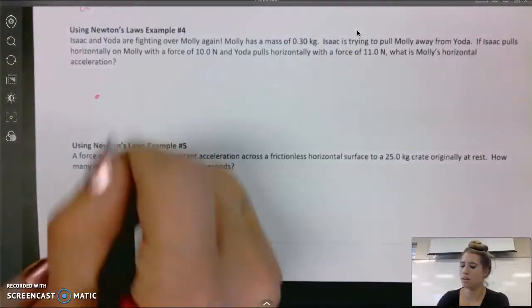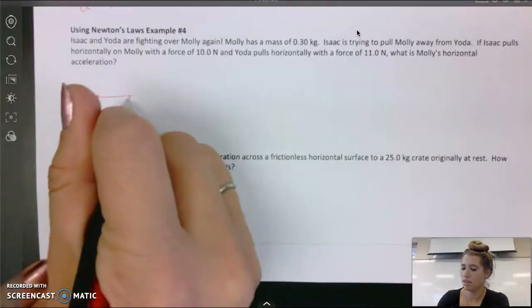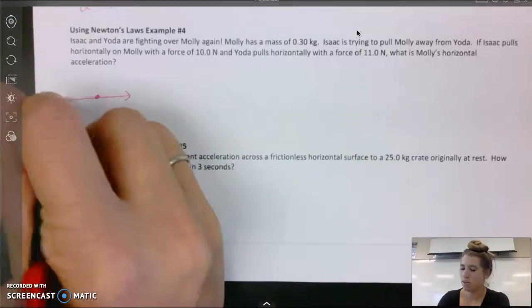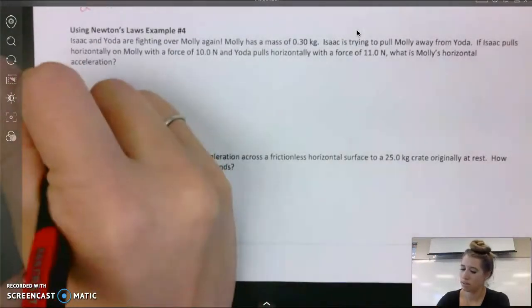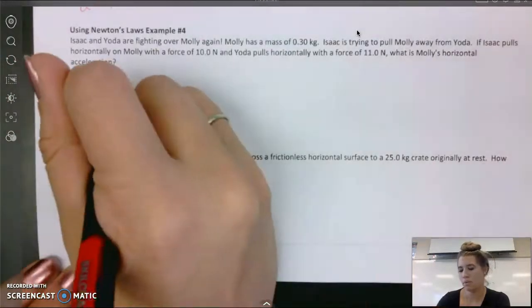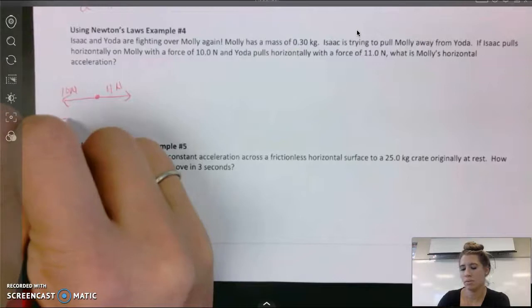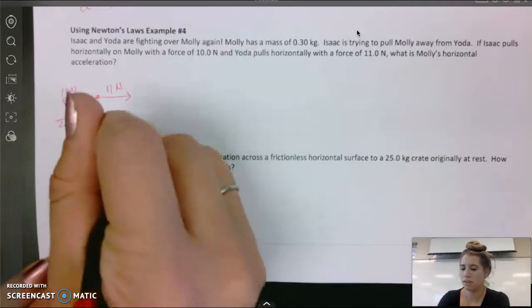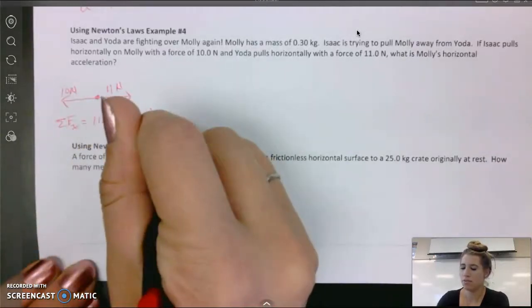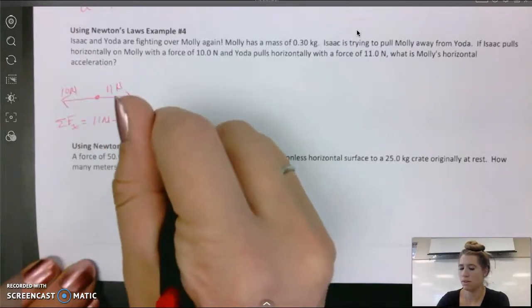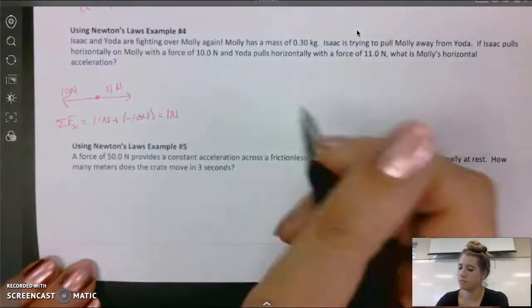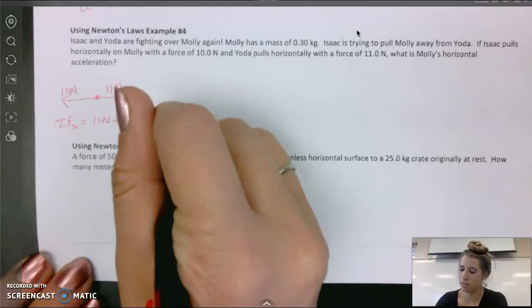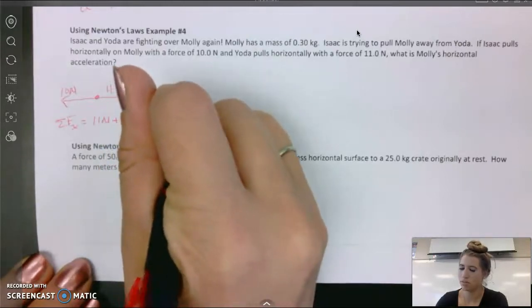So here's Molly. We have Isaac pulling her. Actually, we'll have Isaac be this direction. We have Isaac pulling with 10 newtons, and we have Yoda pulling with 11 newtons. So the sum of my forces in the x direction is going to be a positive 11 newtons plus a negative 10 newtons. So that overall sum of the force is going to be 1 newton. Okay. And let's see, that was 3 sig figs, that was 3 sig figs. So let's make this 1.00 newtons. Okay.